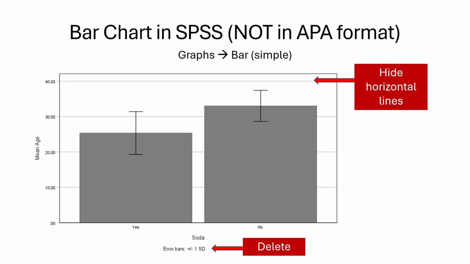So this is the bar chart that SPSS will produce, and although we've set it to be an APA style, it is not in full APA style. So some changes we're going to need to make will be to hide those horizontal lines, to delete where it says the error bars at the bottom, and if your axis titles are not in title case or if they're bold, you're going to have to change those as well. So we have some modifications we're going to need to do.